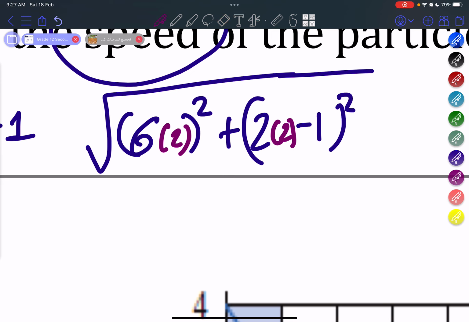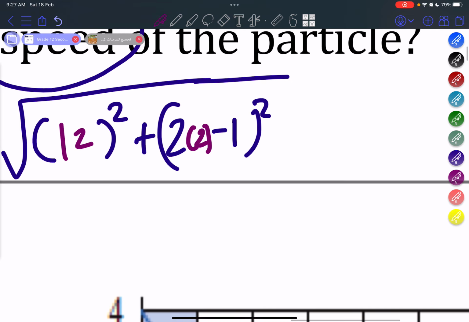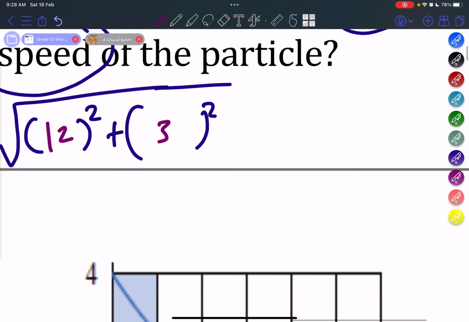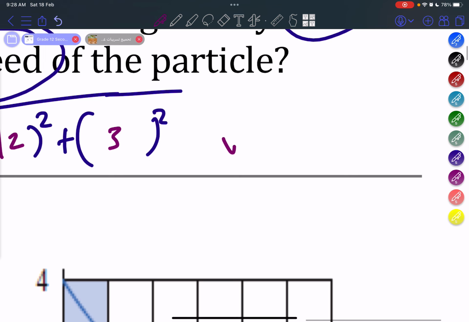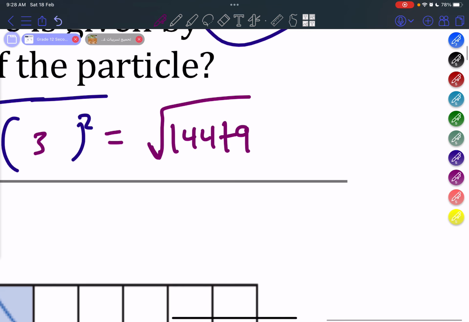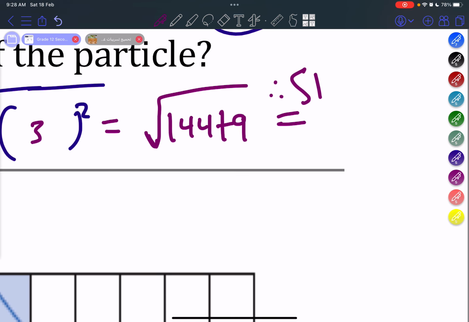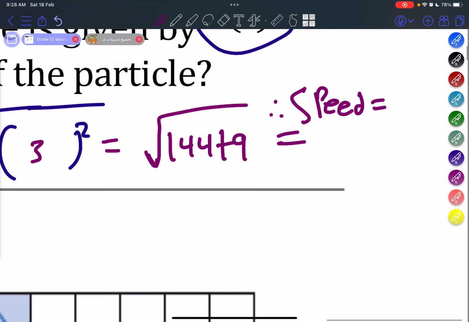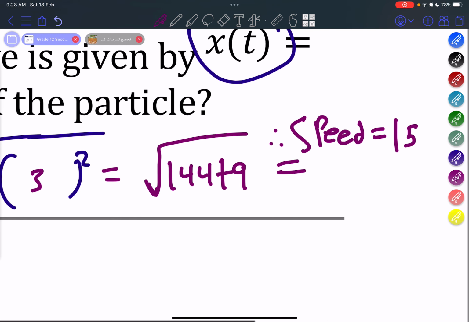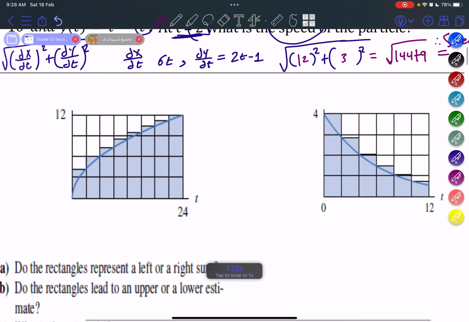So 6 times 2 will be 12. Hence, we write 12 squared plus 2 times 2 is equal to 4, and 4 minus 1 is 3. So our equation becomes 12 squared plus 3 squared, which is equal to 144 plus 9. Finally, the final answer: therefore speed is equal to 153, obviously under the square root.